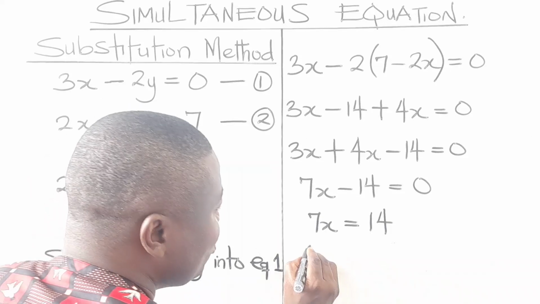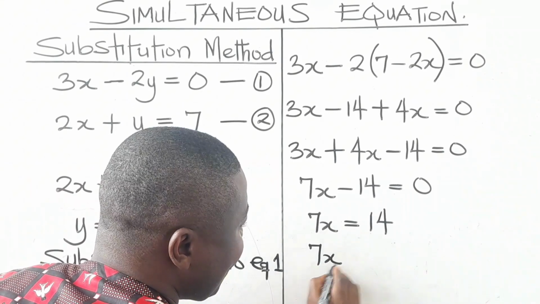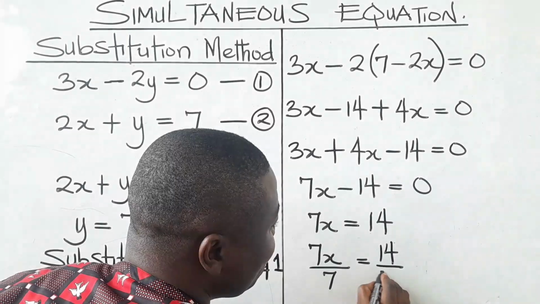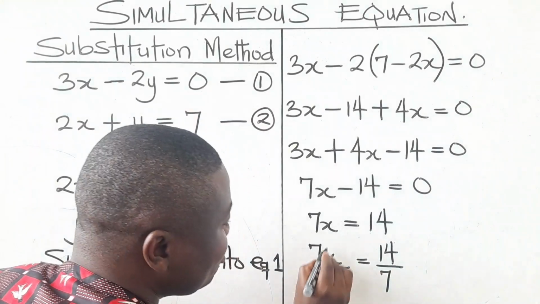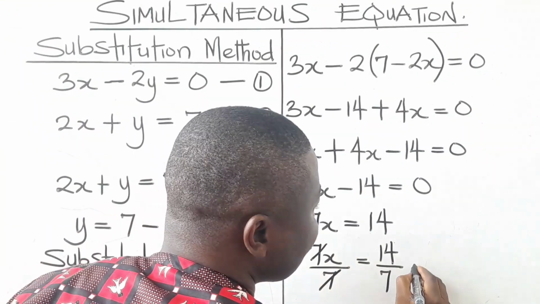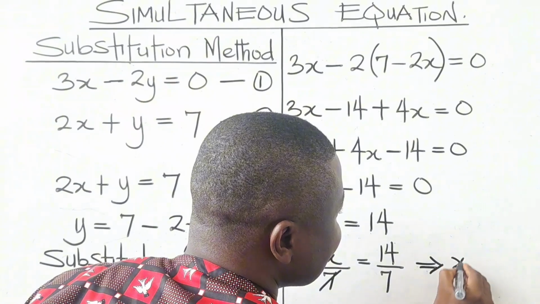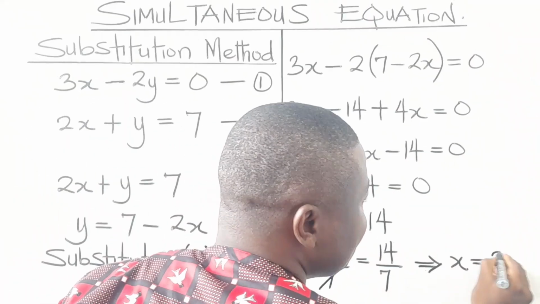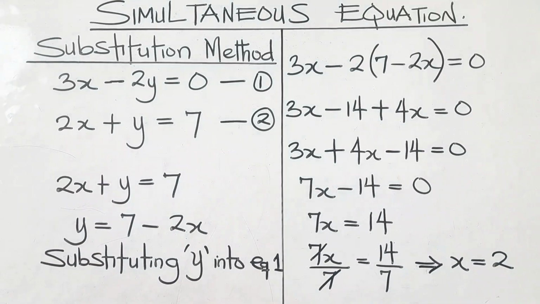To make x stand alone, we divide by the coefficient of x, which is 7, so 7x over 7 equals 14 over 7. If you cancel out, we'll have x equal to 14 divided by 7, which is 2. We've gotten the value of x as 2.